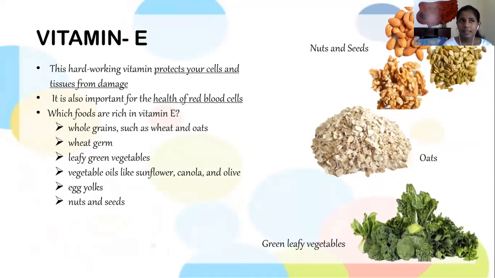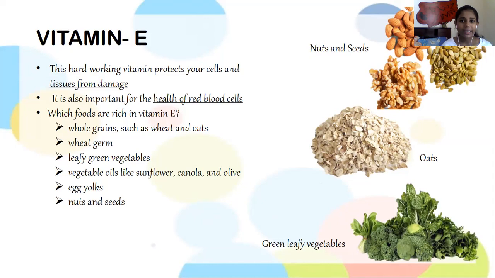All right. Now, vitamin E. Vitamin E is present everywhere. It's a very hardworking vitamin. It protects your cells and your tissues from damage. It is also important for the health of red blood cells. Now, as I said, vitamin B complex is important for the making of blood cells. It plays an important role in the production of red blood cells. Whereas vitamin E is important for the health of red blood cells.